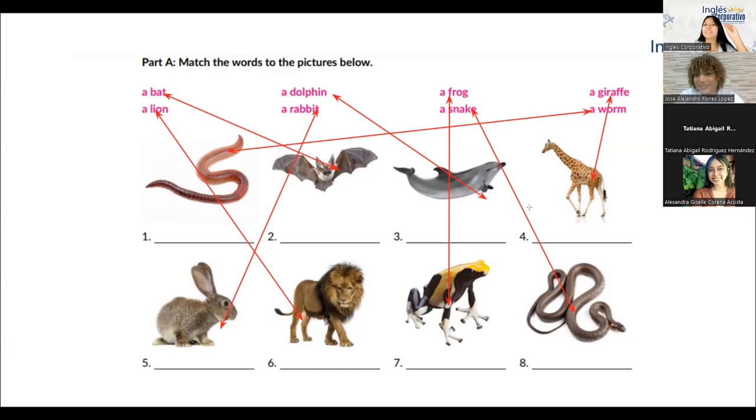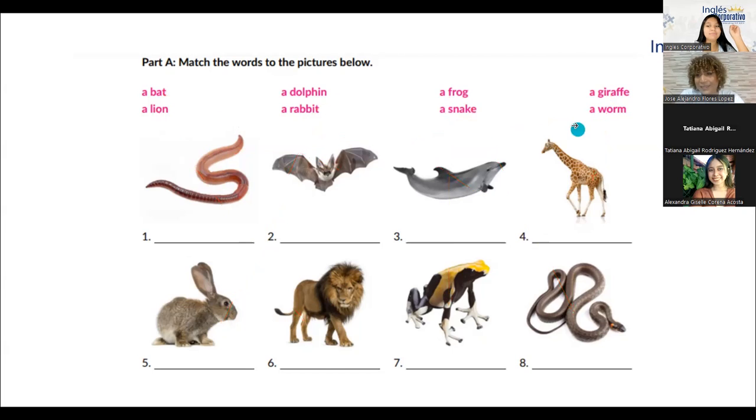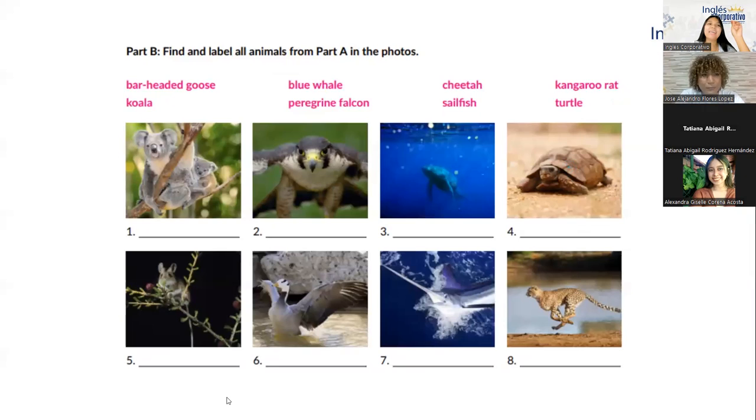Yes. Giraffe? Yes. Lions? Yes. Okay. Rabbits? Yes. Do you have a rabbit? No. Not at this moment. Now, okay. Let's move.